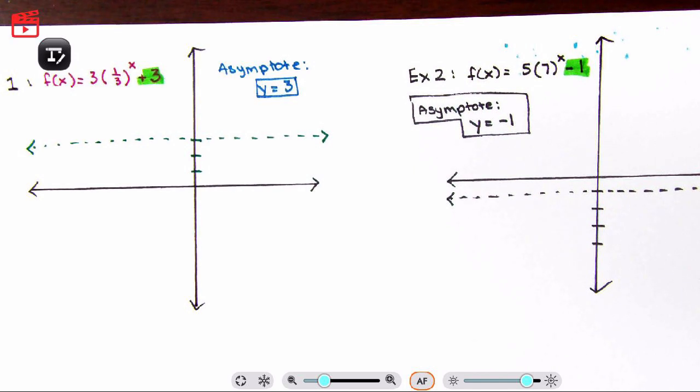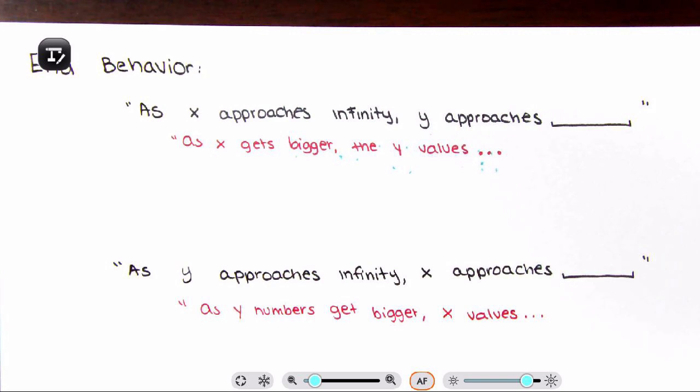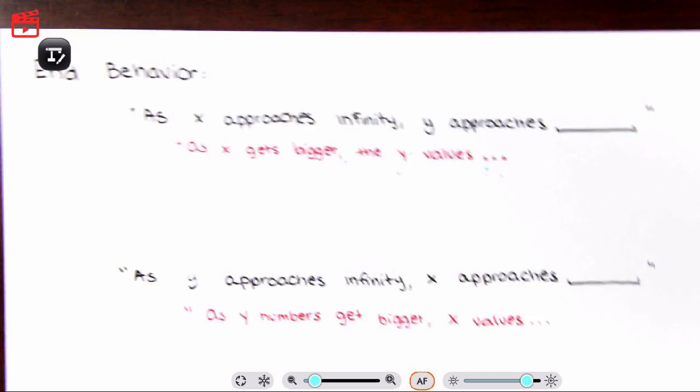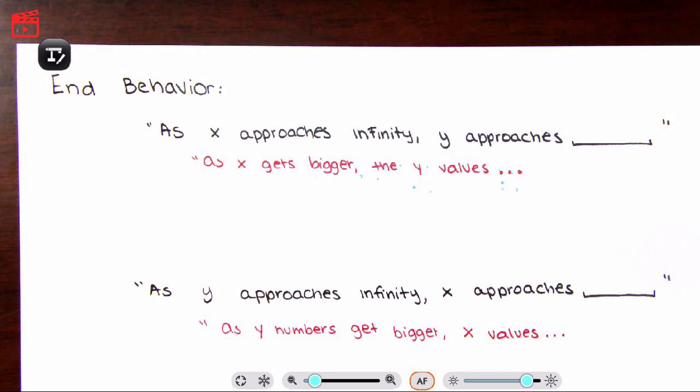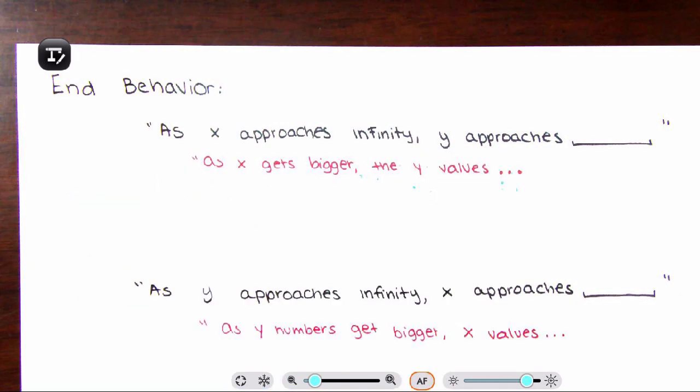All right, beautiful people, there are 2 more things I'm going to talk about, and then that will wrap up this video. The next thing we want to talk about is end behavior. There are 2 things that you're going to state. When we're talking about end behavior, we're talking about the behavior of the curve. What happens? So you're going to say, as x approaches infinity, y approaches something. In other words, as x gets bigger, the y values blank, and you have to fill in the blank.